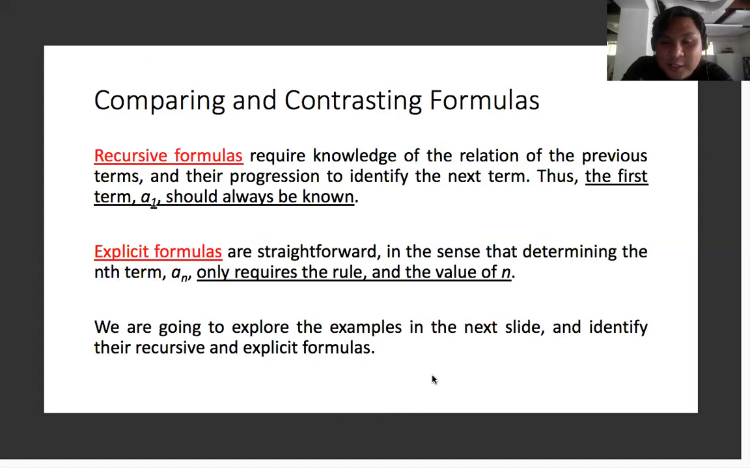Okay, so now we're actually going to look at some generalities and eventually proceed to the part wherein we figure out a particular formula given the rule. Recursive formulas require the knowledge of the relation of the previous terms and their progression to identify the next term. Thus, the first term a sub 1 should always be known. This is definitely what I've been emphasizing.